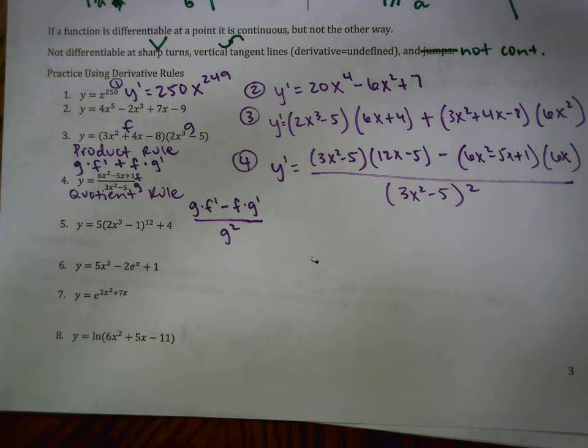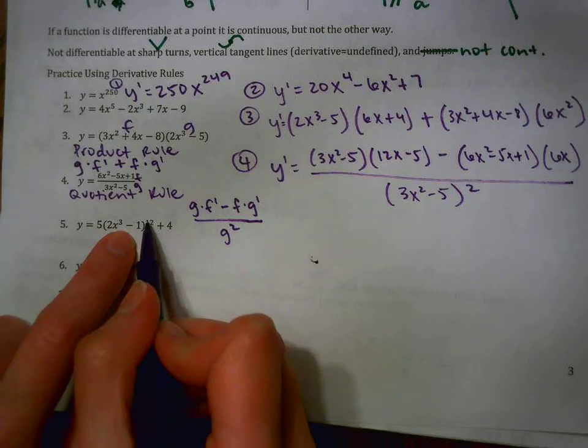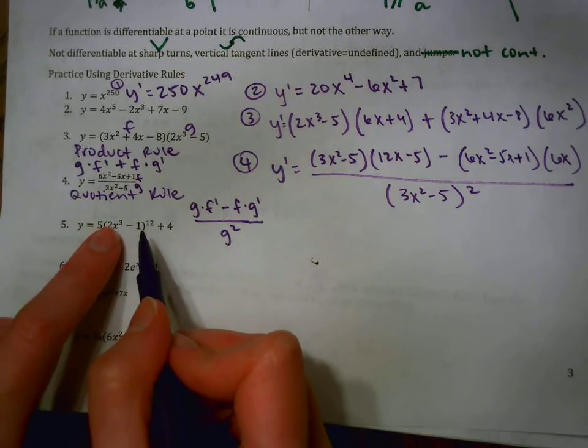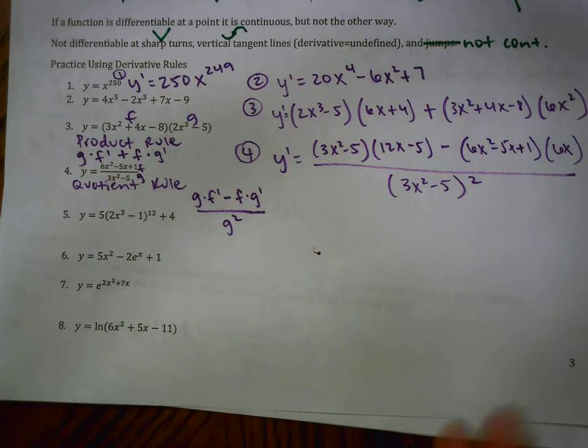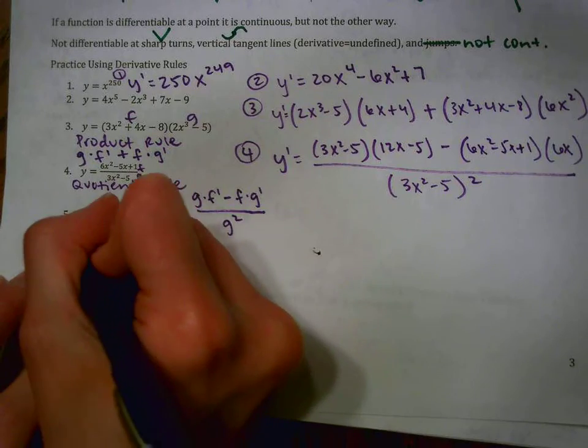Okay, number 5, look at that. What would you need? It would be chain rule, right? How do you know? Because you have something inside something else, which is because you have something in parentheses, really. If you can take the derivative of something inside parentheses or a square root, then you need chain rule.